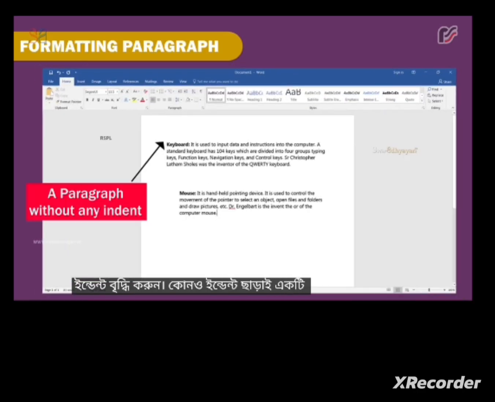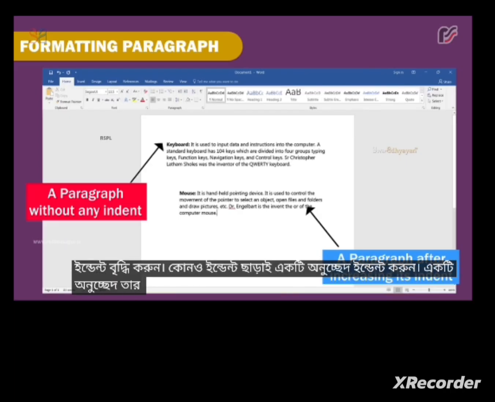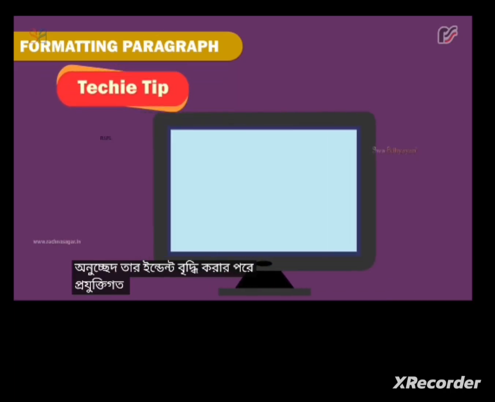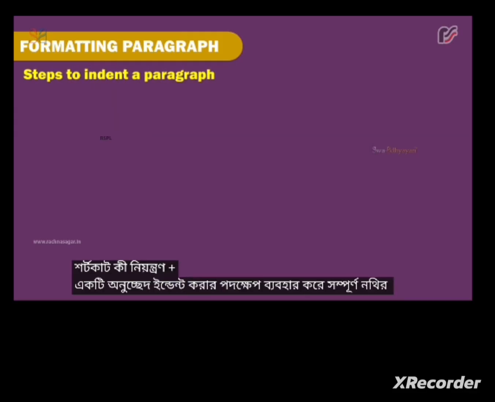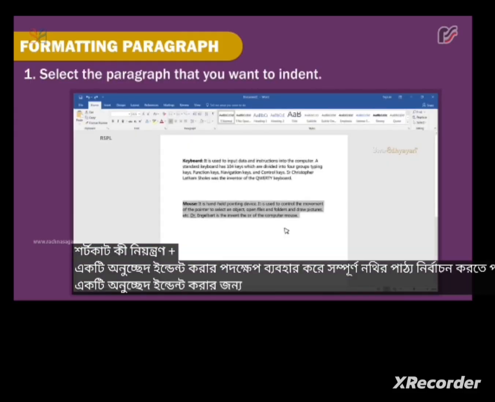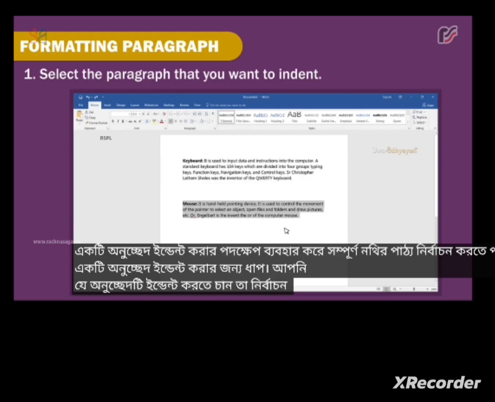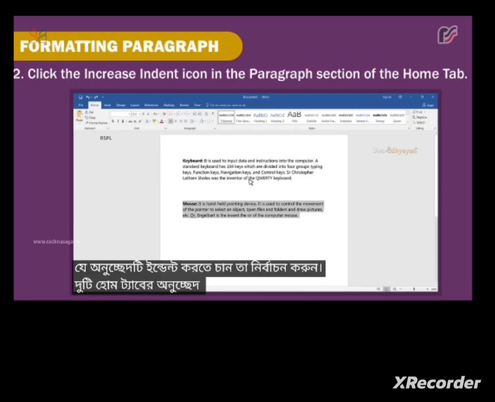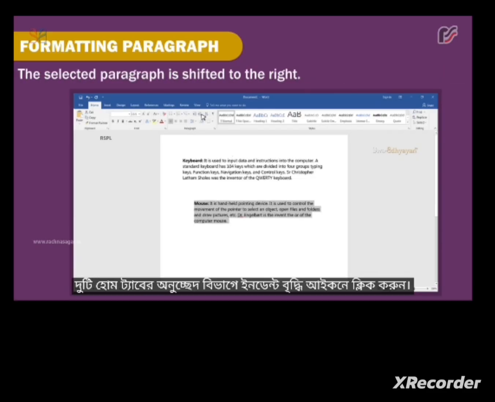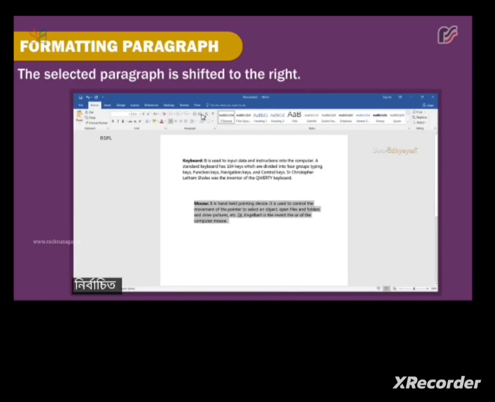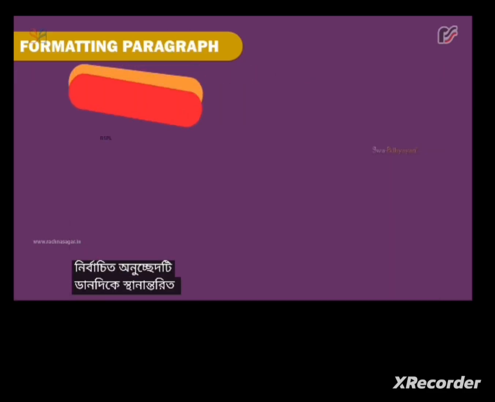A paragraph without any indent. A paragraph after increasing its indent. Techie tip. You can select the text of the entire document by using the shortcut key Ctrl+A. Steps to indent a paragraph. 1. Select the paragraph that you want to indent. 2. Click the Increase Indent icon in the Paragraph section of the Home tab. The selected paragraph is shifted to the right.